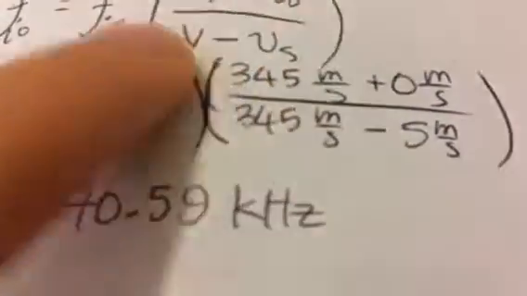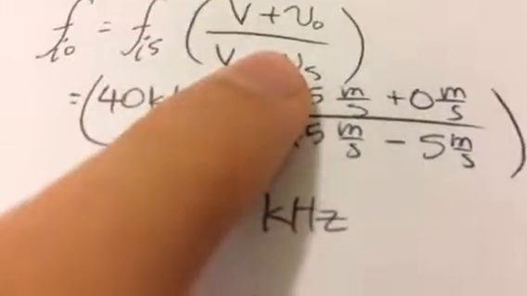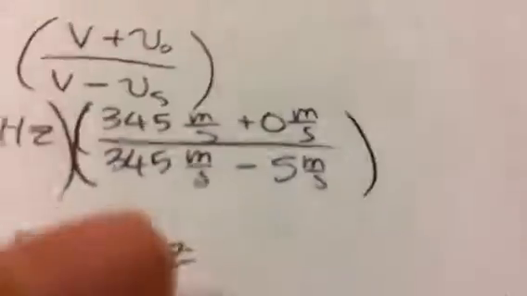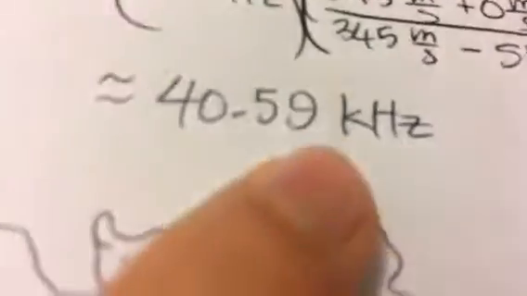345 meters per second, again, because they're the same, minus 5 meters per second because the velocity of the source is the velocity of the bat, because the bat is the source, 5 meters per second. In the end, we get around 40.59 kilohertz.